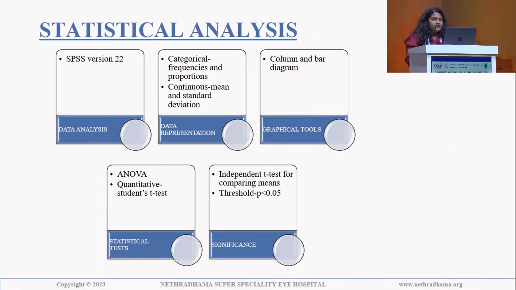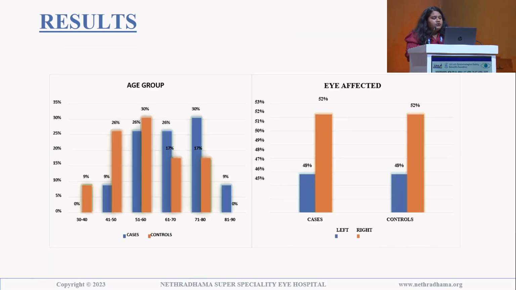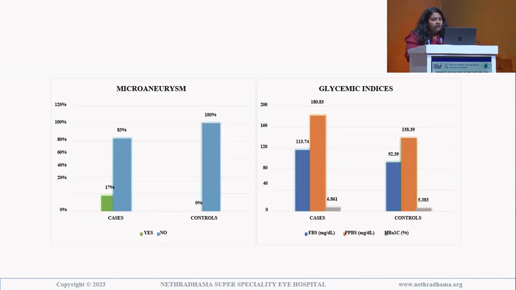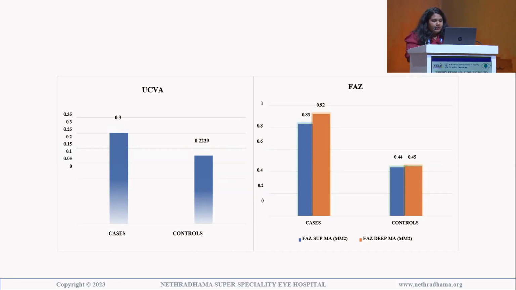Using SPSS version 2 software, ANOVA and standard t-test were used, with a p-value less than 0.05 considered significant for statistical analysis, and the FAZ was calculated using the manual method. The results include age: the mean age was around 30 to 60, and both eyes were equally affected. Microaneurysm was found only in the cases, about 17%, and the glycemic indices were increased in the cases. UCVA was 0.3 logMAR in cases and 0.2 in controls. And the FAZ, which I will explain in detail in the discussion, was increased in the cases compared to the controls.